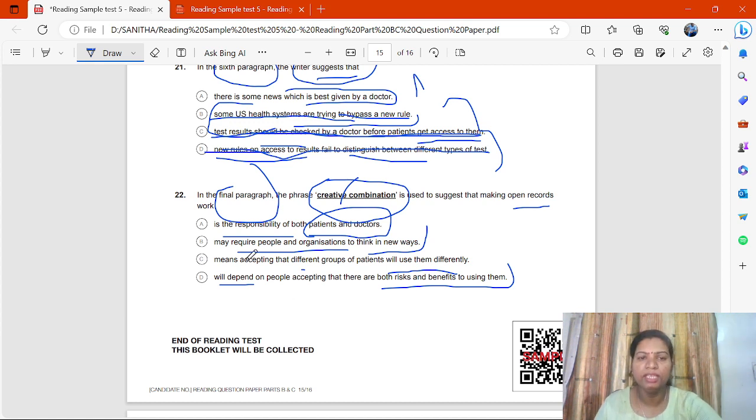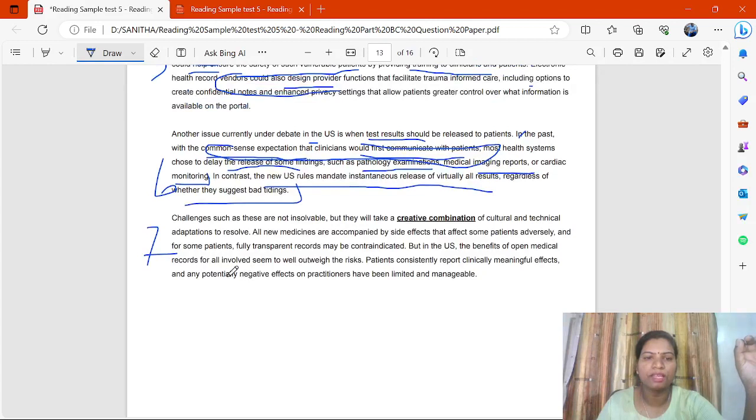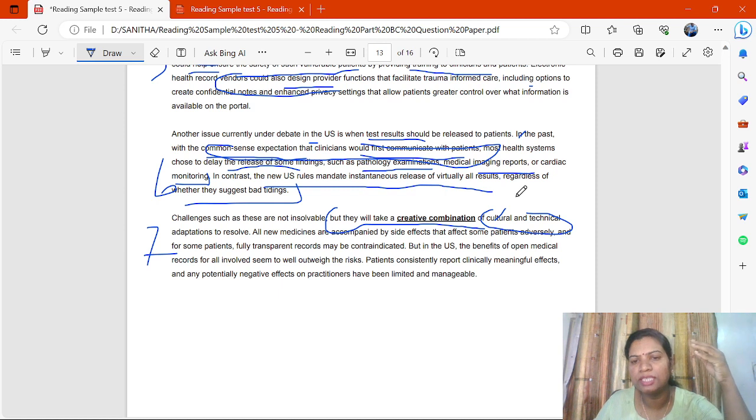Okay, in the final para, the phrase creative combination. What is the meaning of this phrase creative combination? Go to the final para. Challenges such as these are not insolvable, but they will take a creative combination of cultural and technical. What is cultural? Cultural means society, people, like that. Like that we can take the meaning. Cultural and technical. Technical means technology adaptation to resolve.